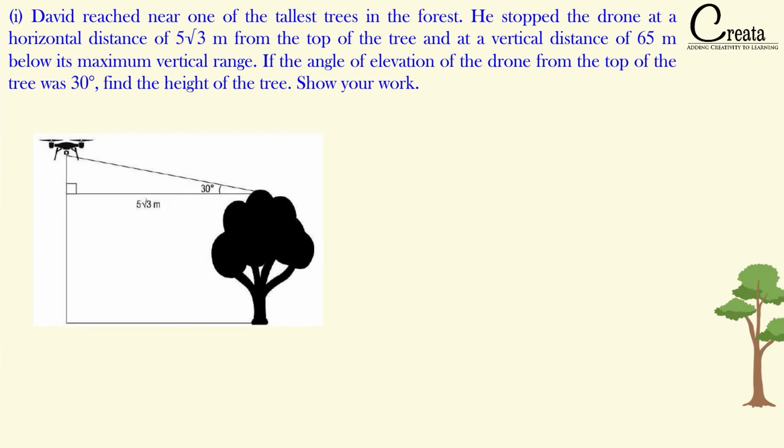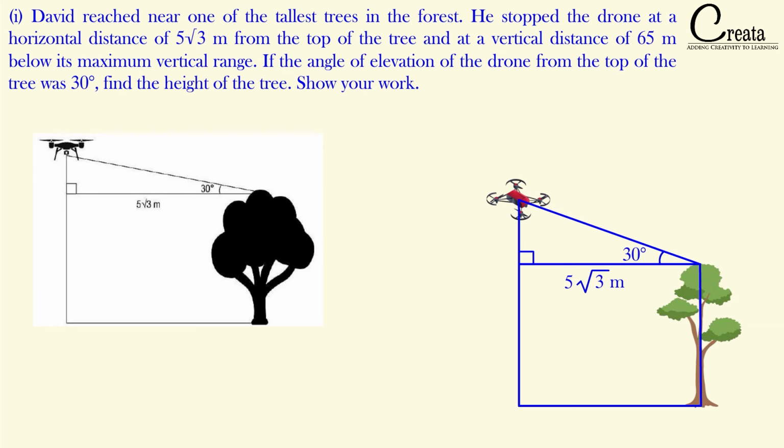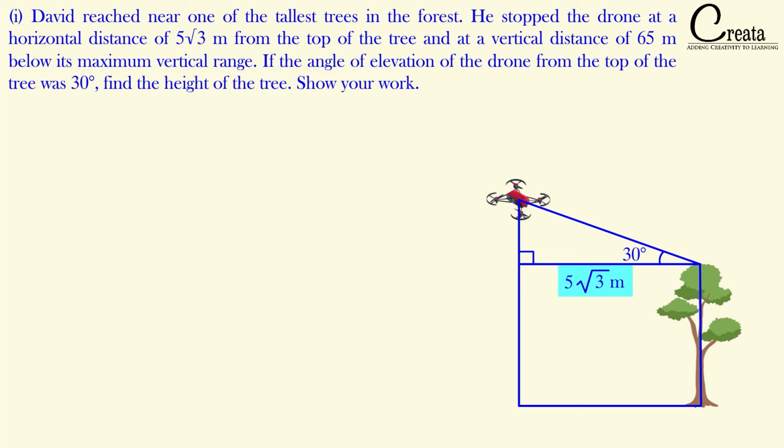In this part, a tree is given and the drone has stopped at one of the locations. The horizontal distance between the drone and the top of the tree is given as 5 root 3 meters as shown in the figure. The angle of elevation from the top of the tree to the drone is given as 30 degrees. Angle of elevation is when we are looking upward, and this angle is with respect to the horizontal line. So this angle is the angle of elevation which is 30 degrees.